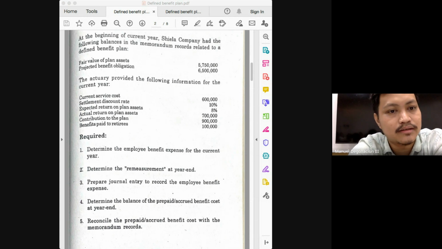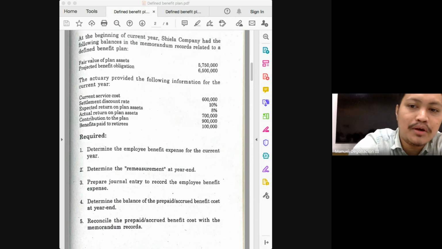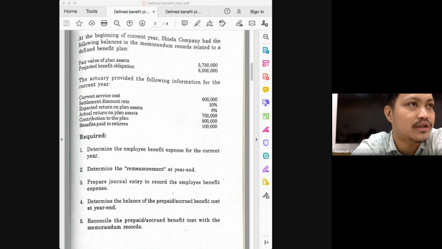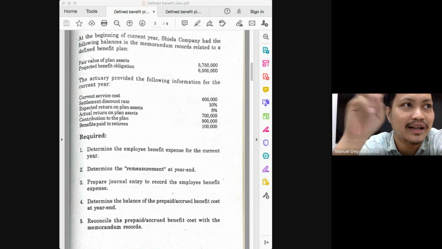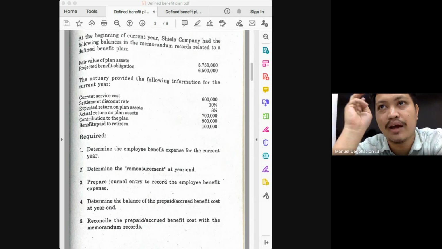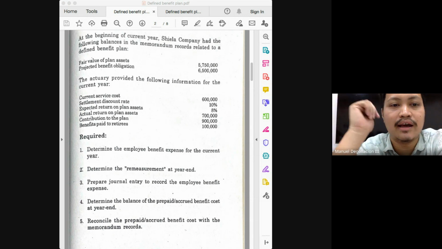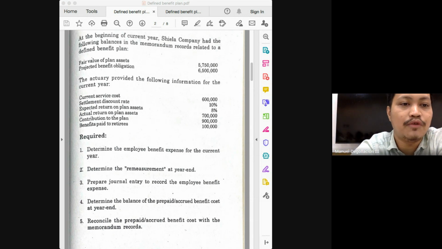Okay, next. Compute for your PBO ending. So in our exam class, one problem could be given to you and you will be asked for several questions: service cost, net interest, employee benefit expense, total defined benefit cost, FVPA, PBO, and ending balance of your prepaid or accrued benefit cost.